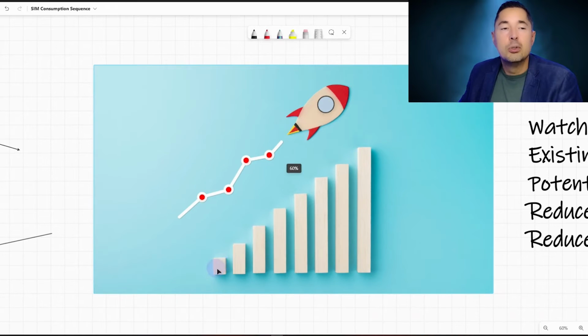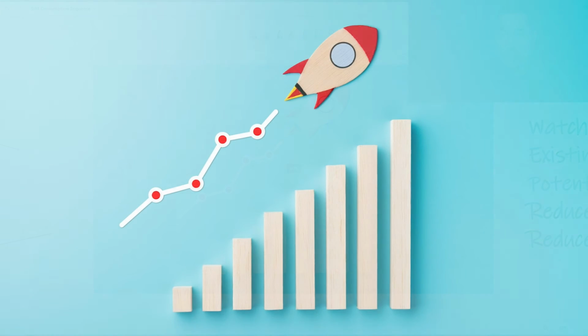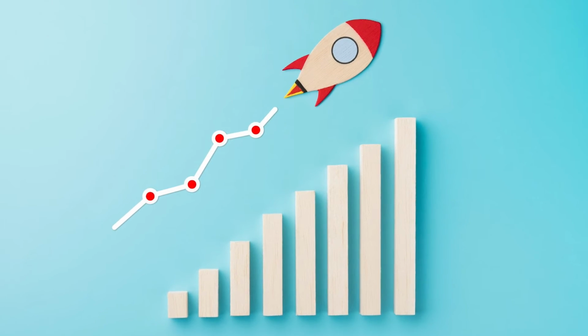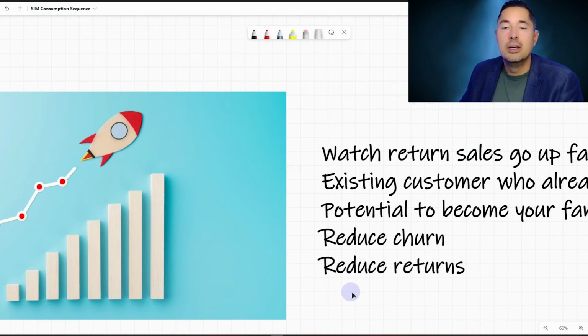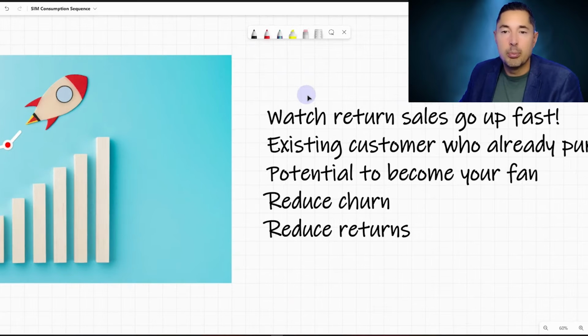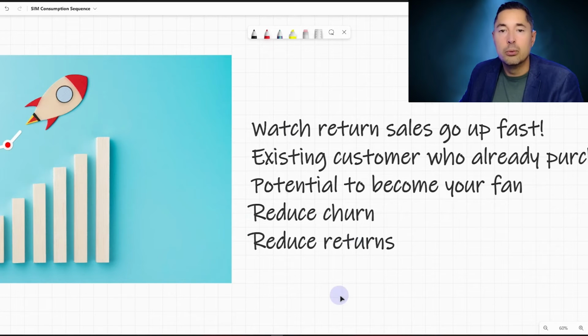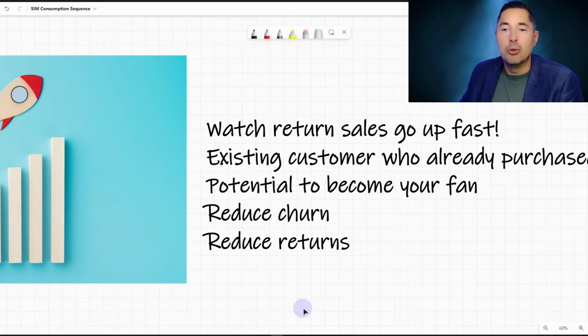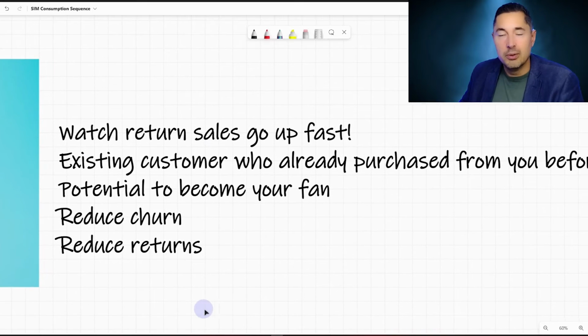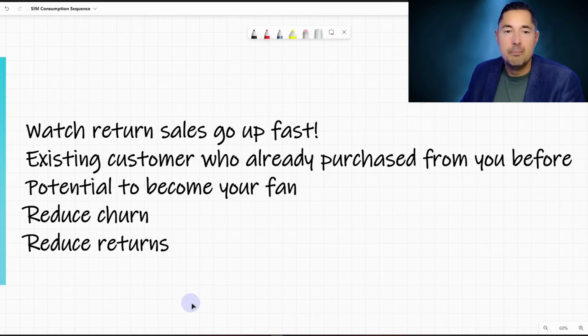If you do that, you will see your sales skyrocket simply because you sell more products to the same customer. And you have, as I just said, the opportunity to turn that customer into really a fan. Watch return sales go up lightning fast. This is all about existing customers who have already purchased, and you make them buy more.